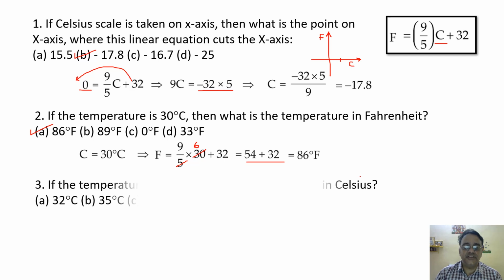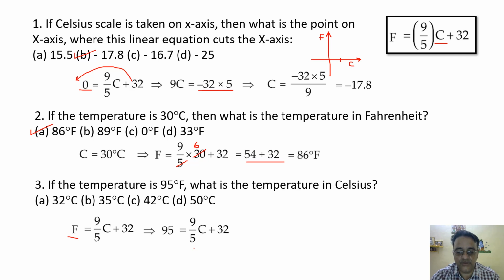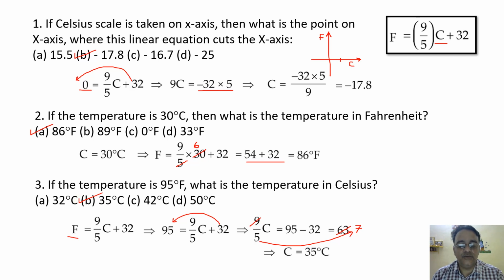Right. Now the next question: if the temperature is 95 degrees Fahrenheit, what is the temperature in Celsius? Now F is given, C we have to find. Here we will substitute 95 in place of F and find the value of C. So 95 equals 9 upon 5 C plus 32. Now shift 32 to this side, 95 minus 32 becomes 63. Okay, look carefully, we can cancel this 9 and this, 7. Then when we cross multiply, we get C as 5 into 7, that is 35 degrees Celsius, and the correct option is option B, right?